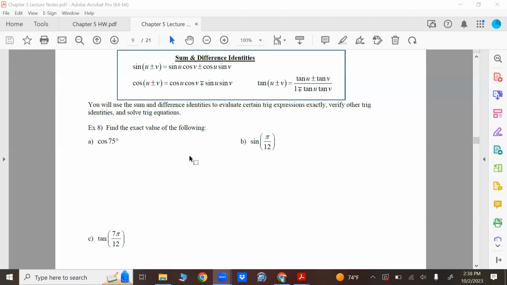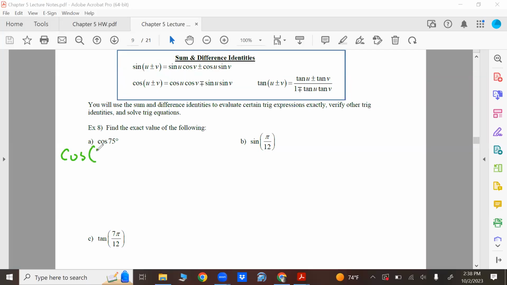So cosine 75. What you're going to do is find two angles that add to 75, but angles that you can identify from the unit circle. What two angles can I combine to get 75 that I can identify from the unit circle? Go ahead, Brady. 30 and 45, really good one. If you want to get a little creative, you could say 120 minus 45. It's up to you. But let's just keep it simple.